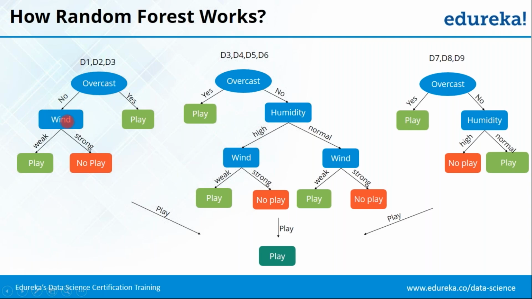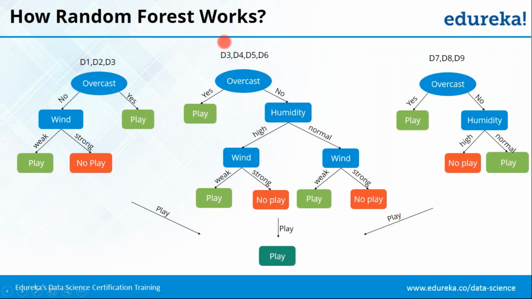Whether wind was weak or strong. If wind was weak, then you will definitely go out and play the match, else you would not. So now the final outcome out of this decision tree will be play, because here the ratio between the play and no play is 2:1. So we get to a certain decision from the first decision tree.